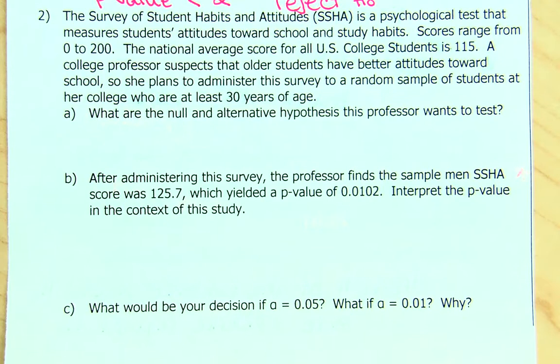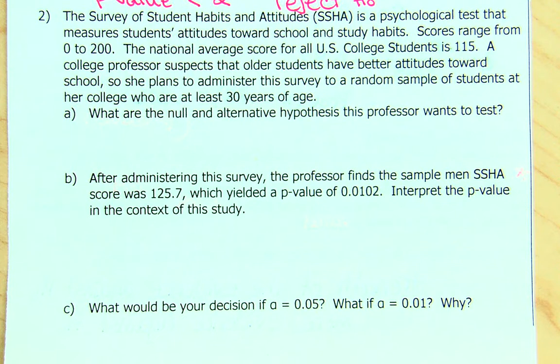Okay, so let's look at the second one. This is a survey of student habits and attitudes. SSHA is a psychological test that measures students' attitudes toward school and study habits. Scores range from 0 to 200. The national average score for U.S. college students is 115. A college professor suspects that older students have better attitudes toward school. So she plans to administer a survey to a random sample of students at her college who are at least 30 years of age. We need to come up with a null and alternative hypothesis for this test.